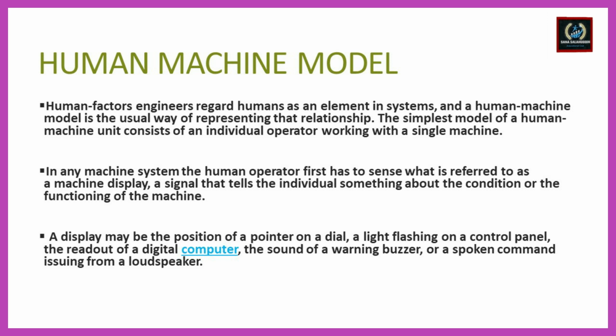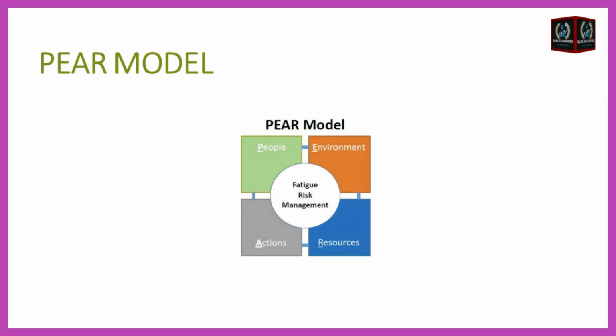A display may be the position of a pointer on a dial, a light flashing on a control panel, the readout of a digital computer, the sound of a warning buzzer, or a spoken command issuing from a loudspeaker. We can refer to this by having a discussion with the PEAR model. Basically, P stands for people, E stands for environment, A stands for actions, and R stands for resources.